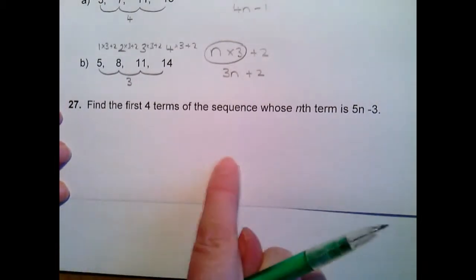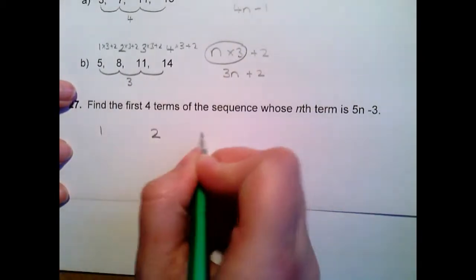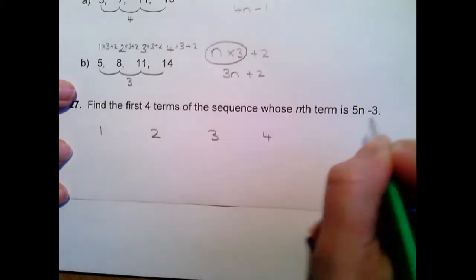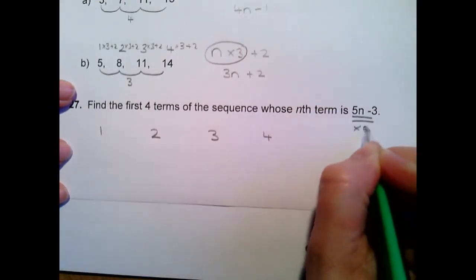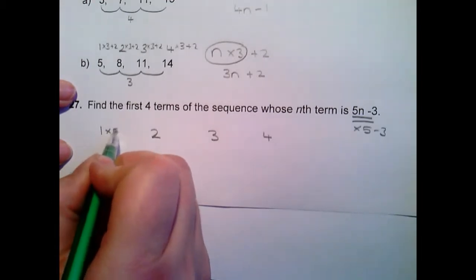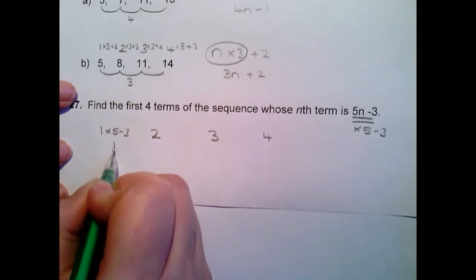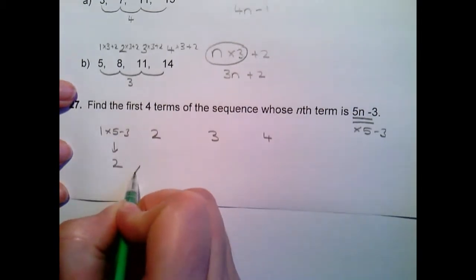Number 27, find the first 4 terms of the sequence whose nth term is 5n minus 3. So they're wanting you to actually work out the sequence. So the first 4 terms, you would have 1, 2, 3, 4. And this means times 5 take away 3. So take the first term, times it by 5 and take away 3. 1 times 5 is 5, take away 3 would get you 2 is the first number in the sequence.